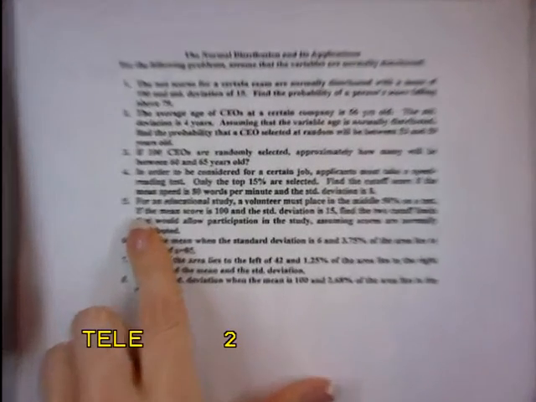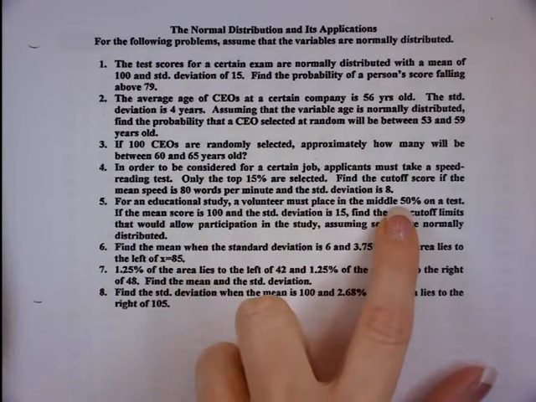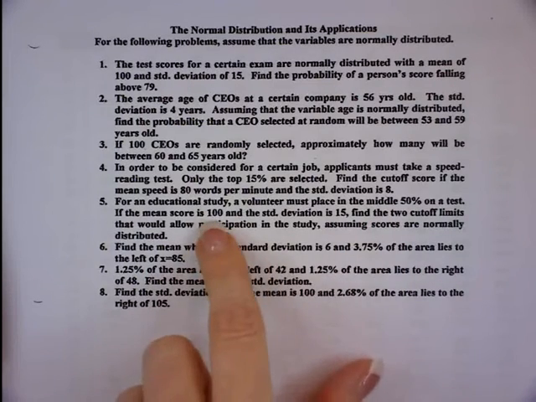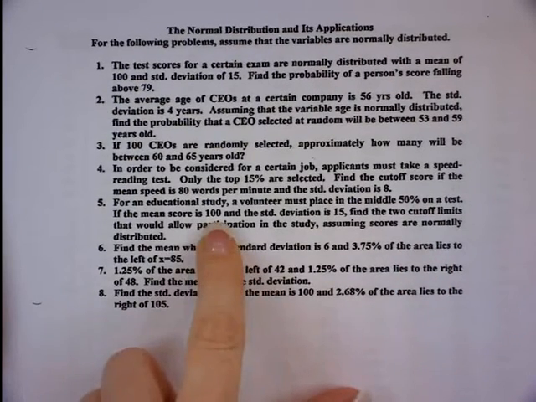Here's another cutoff that involves two cutoffs, number 5. For an educational study, a volunteer must place in the middle 50% on a test. The mean score was 100 and the standard deviation of 15. Find two cutoffs that allow participation in the study. So the middle 50% will be considered. A volunteer must place in the middle 50%. The average is 100. The standard deviation is 15.